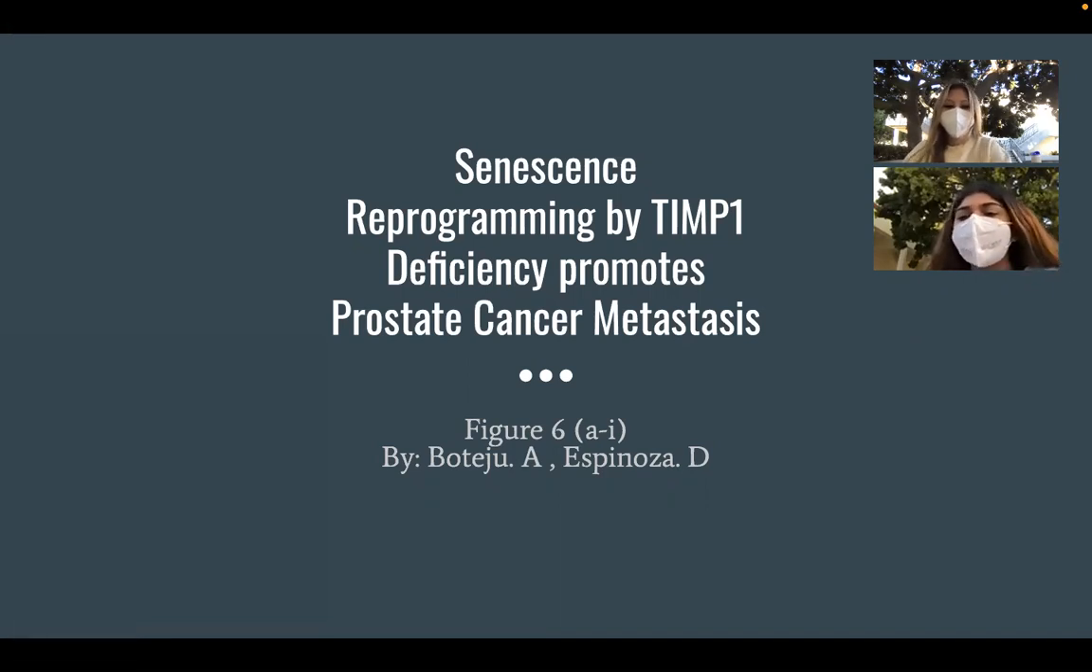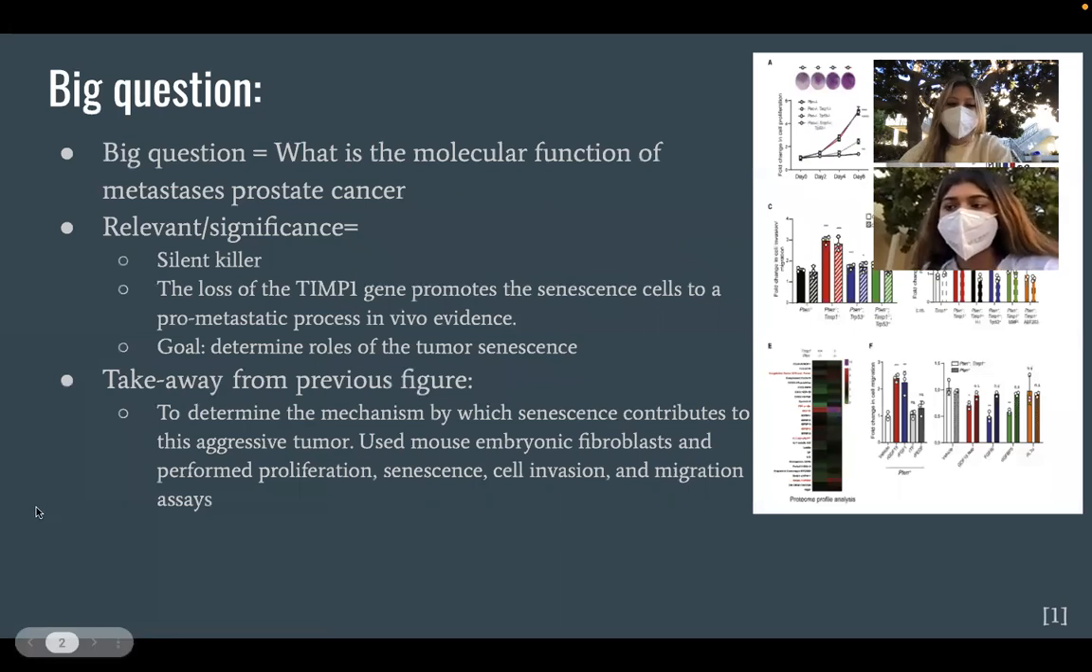We were given figure 6, A through I, for the journal article Senescence Reprogramming by TIMP1 Deficiency that Promotes Prostate Cancer Metastasis. Our big question for the article was, what is the molecular function of metastasis prostate cancer?